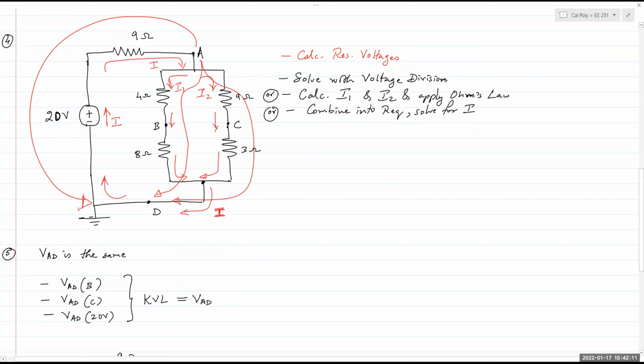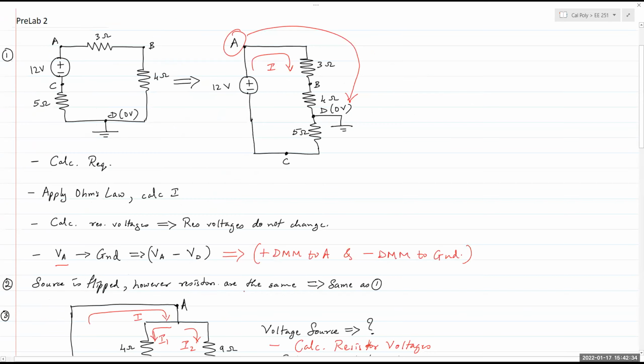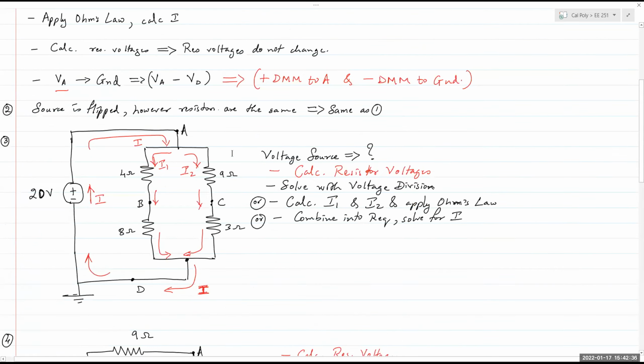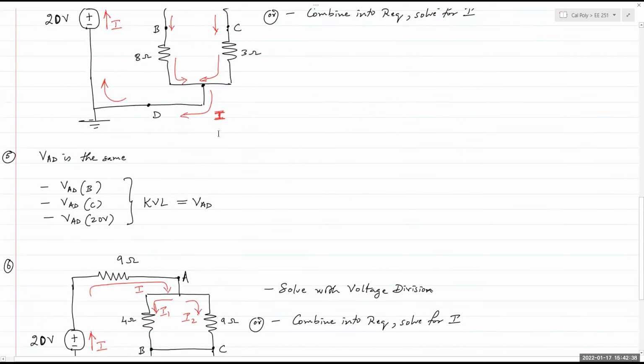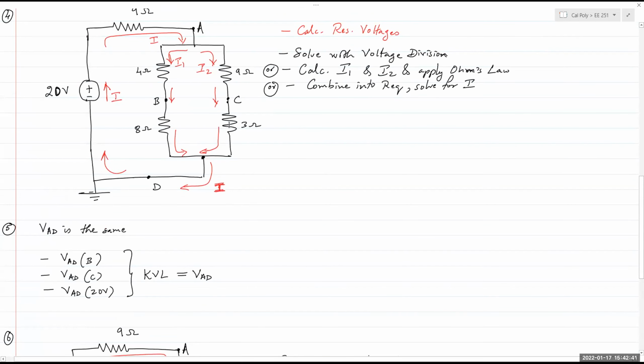So what you're going to do is take all 3 of these pathways and apply KVL, or basically add up the voltages along that path and equate them all to VAD. You find the value for VAD for each one of these pathways, and you will discover that all of them have the same value, thus answering your question. All you're doing is adding up the voltages along that path and equating them to VAD.